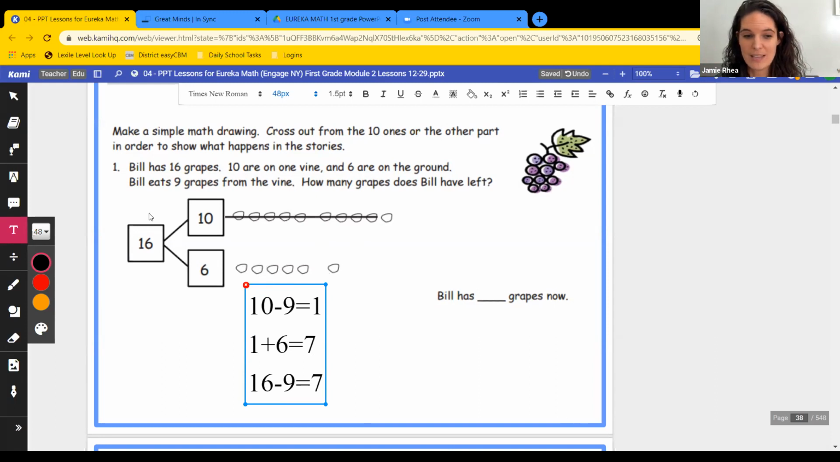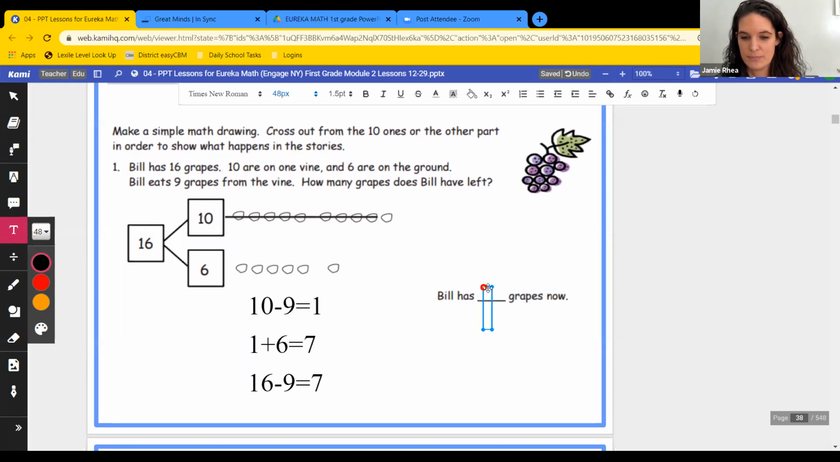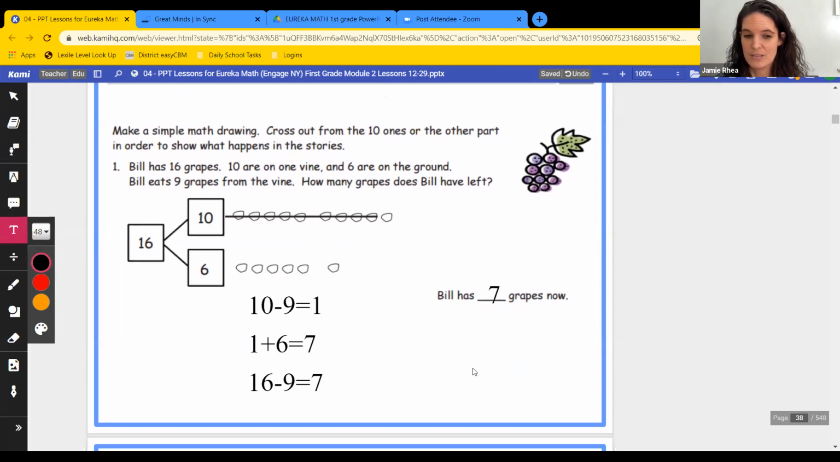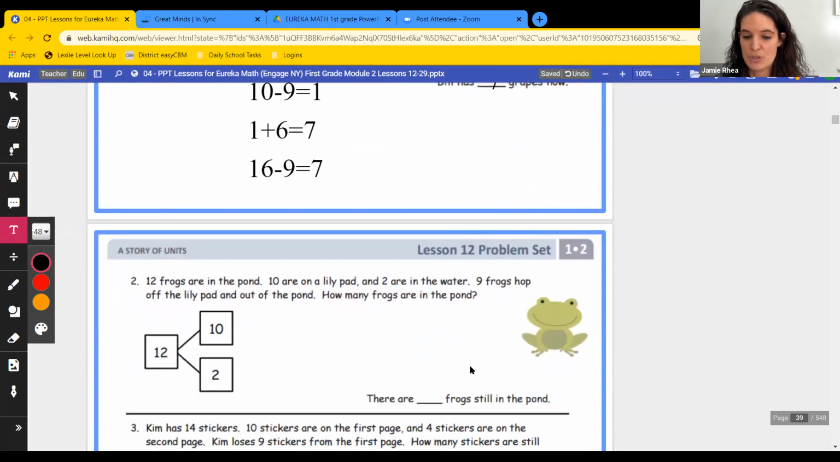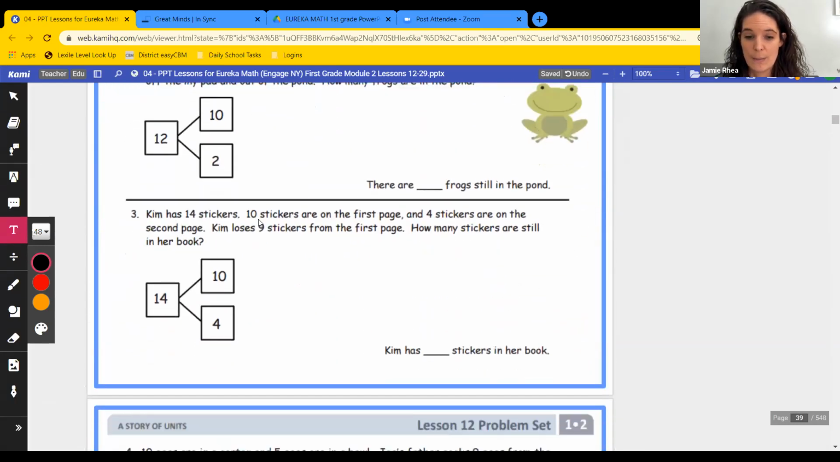7. So Bill has, let's make a text box right here. Bill had 7 grapes, okay? So you're gonna do number 2, just like that. You're gonna draw it out, mark it out. You're gonna do, I'm gonna do number 3.